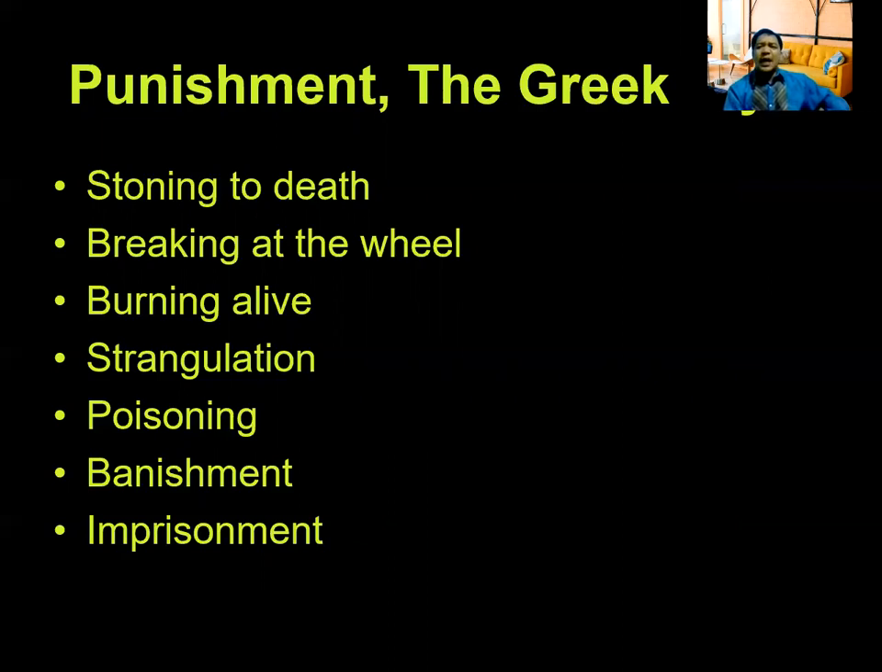These are the types of crimes punishable by stoning to death, because to the Greeks, it would be unclean to hold an adulterous woman or a prostitute, and in order to be prevented from touching them, the best way of executing them is by means of stoning to death.